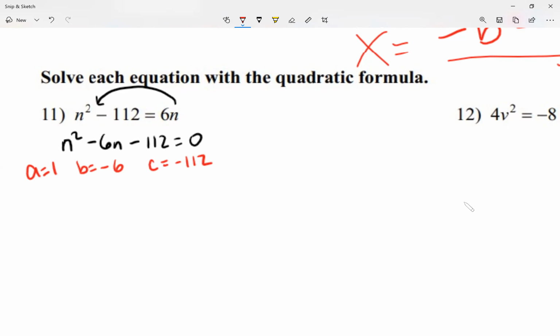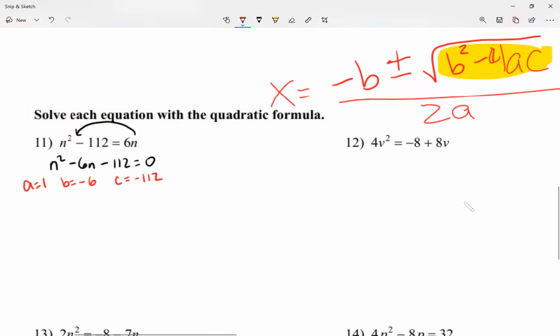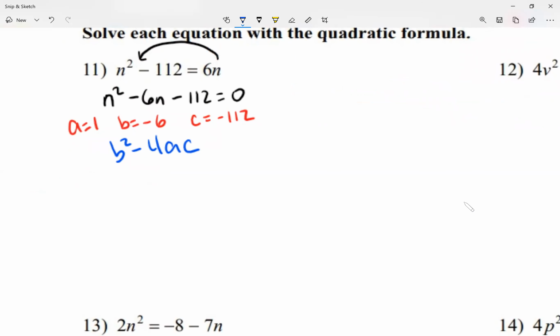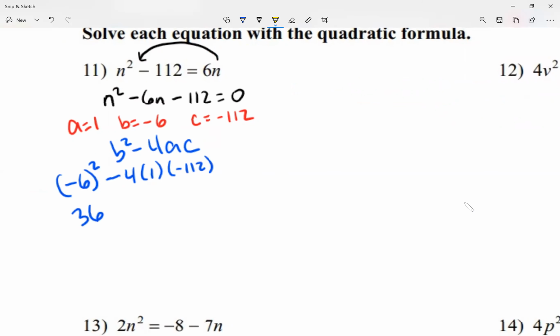Now, coming back to the quadratic formula, I said the hard part is the discriminant. So let me figure out what my discriminant is. I know the formula is b squared minus 4 times a times c. That's the hard part, so let me work on that first. I have negative 6 all squared minus 4 times 1 times negative 112. I know negative 6 squared is 36.